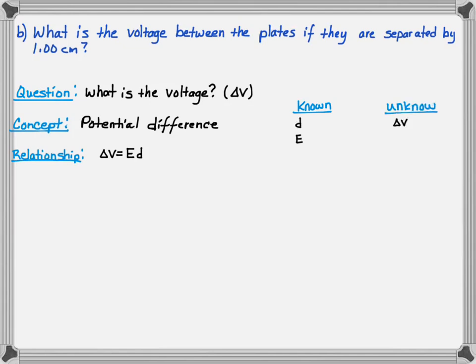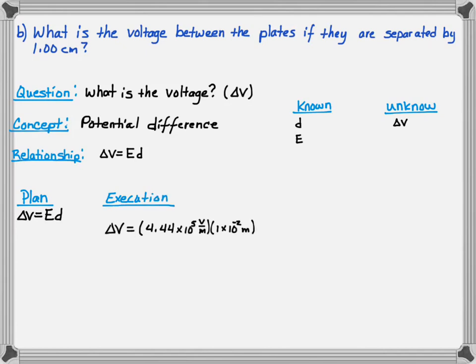What is known is the distance and the electric field, because I just solved for it in the previous part. What's unknown is delta V, the potential difference. So I use the relationship delta V equals E times D. I know the electric field and the distance of separation, so I can execute the plan by plugging my numbers into this relationship, and I get an answer of 4.44 times 10 to the 3 volts. In this particular problem, WebAssign wants the answer in kilovolts, so my answer is 4.44 kilovolts, because kilo is 10 to the 3rd.